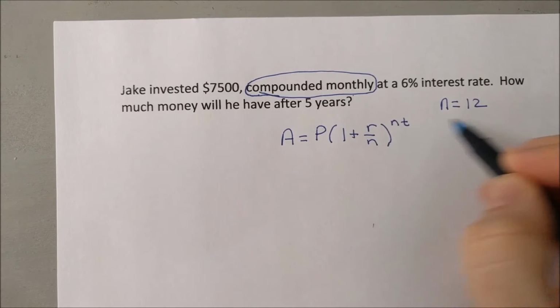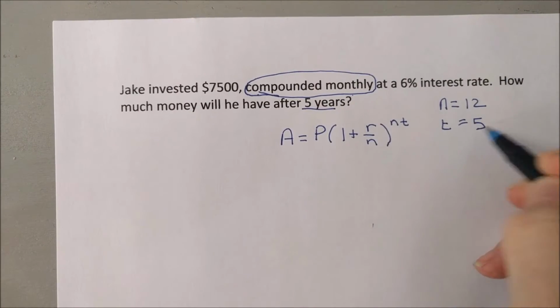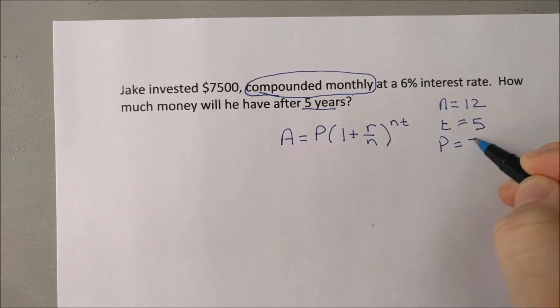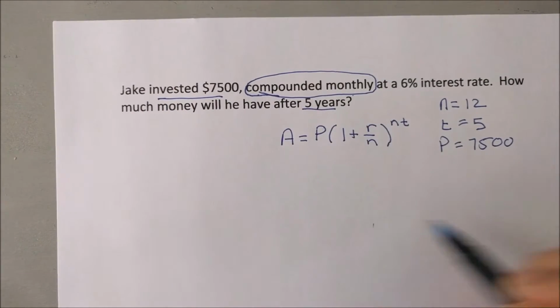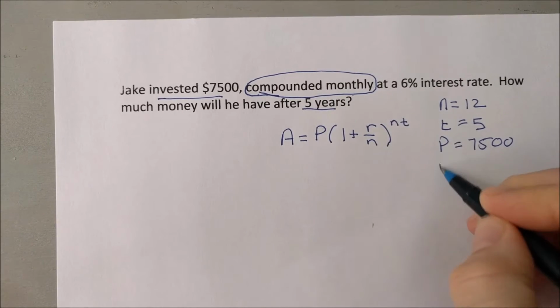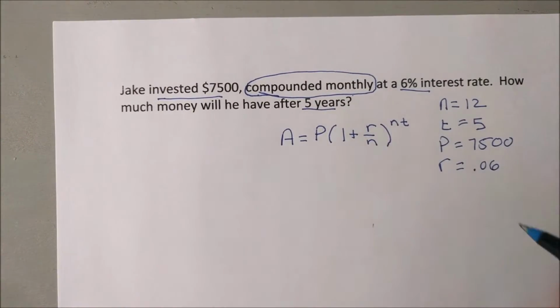T will still be how many years? So if I have 5 years, T equals 5. My P is my investment, $7,500. That's my principal. And my R is still my percentage rate, so R equals 0.06. And then in the next video, I'm going to show you how to do it on your calculator. Thanks.